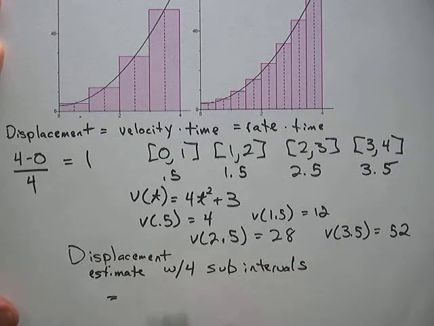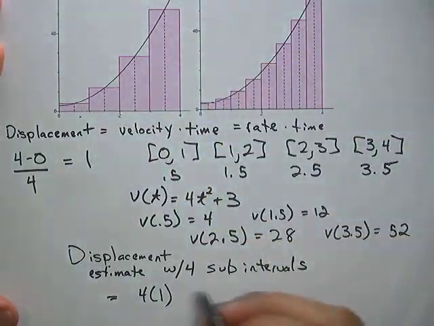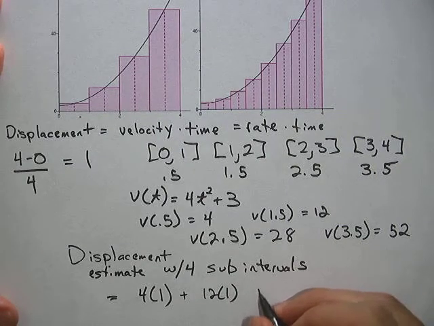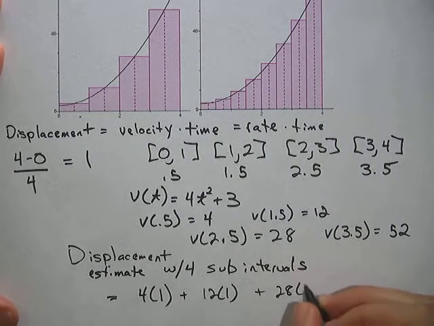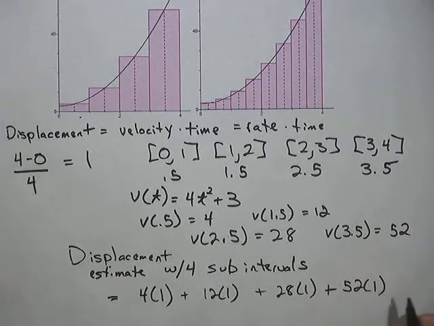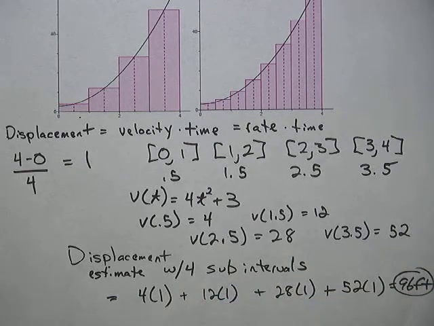That's equal to, the first rectangle is 4 times 1, the height was 4 and the base was 1, plus 12 times 1, same thing, plus 28 times 1, plus 52 times 1. And if you add all those up, you get 96. So the estimate of the displacement using 4 subintervals is 96 feet.